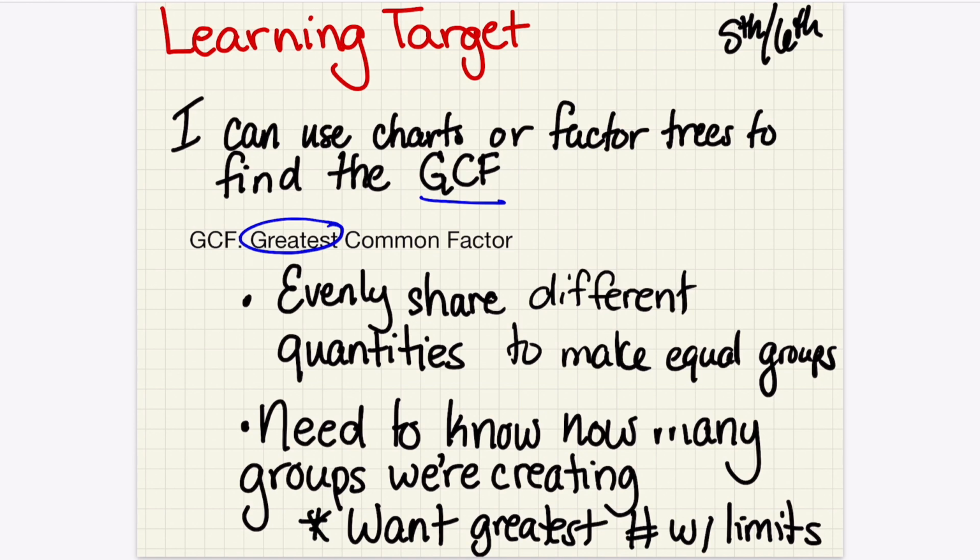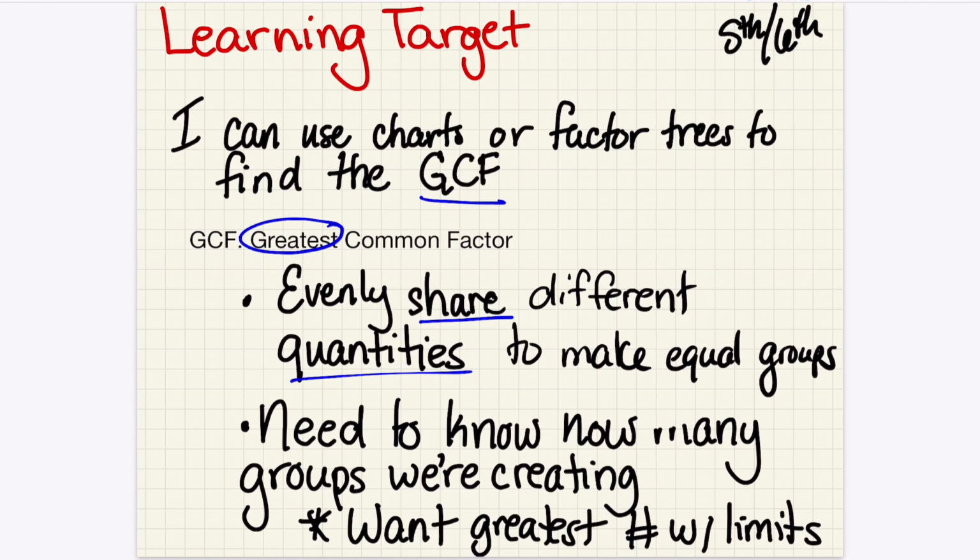And why do we use greatest common factor? Usually it's so that we can evenly share different quantities. So when I think of different quantities, think of, for example, going to a supermarket and finding hot dogs in packs of 12s and hot dog bread in packs of 8. Those are two different quantities.